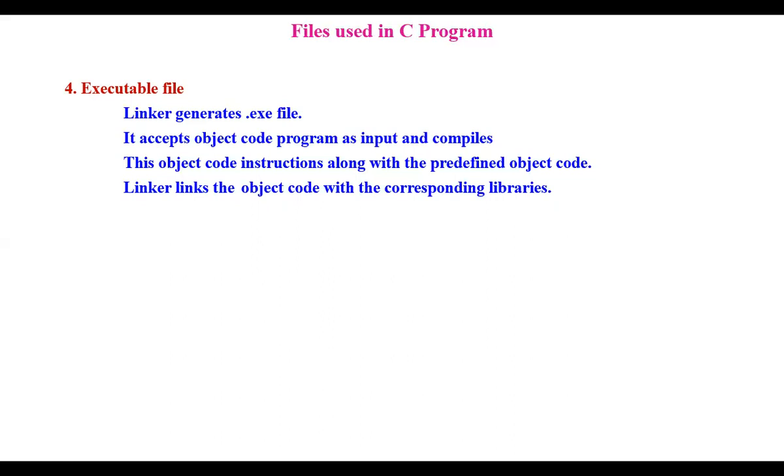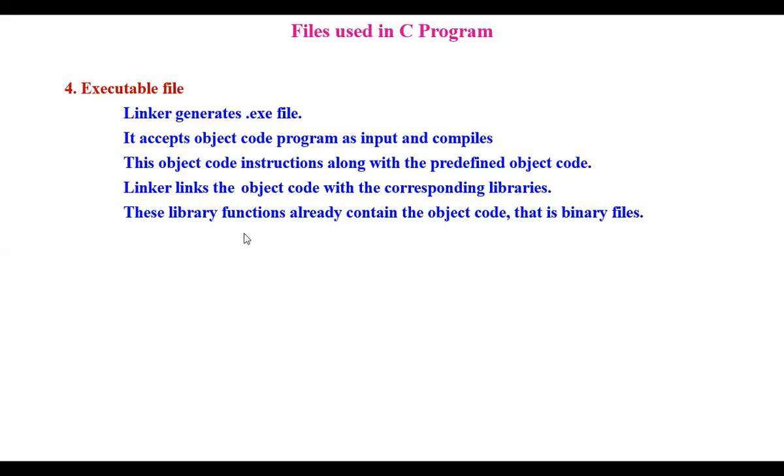Whether I have included the corresponding header file or not is checked by the linker here. So the linker checks whether you can use that particular function or not. That means to use a particular function, we need to include that header file. These library functions already contain the object code, that is binary files, so it generates the executable file, that is the .exe file.